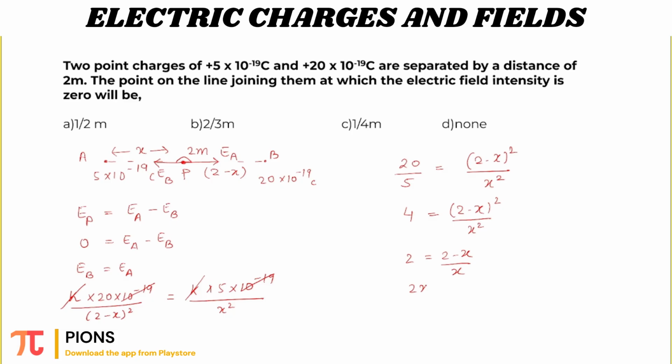So 2x will be equal to 2 minus x, or 3x will be equal to 2, which implies x is 2 by 3. Now be very careful, you can also find one more value if you take here minus 2, because root of 4 is minus 2 also, but that will give you a negative value. So here it is x equal to 2 by 3, which is option B.